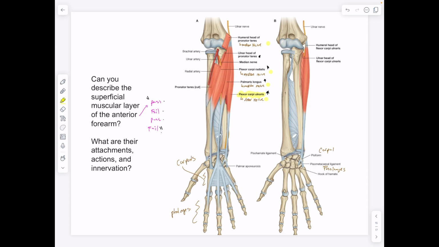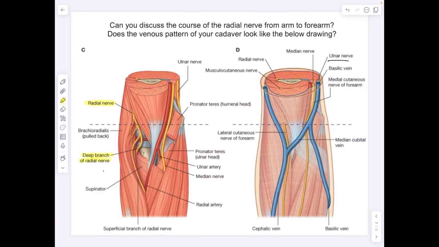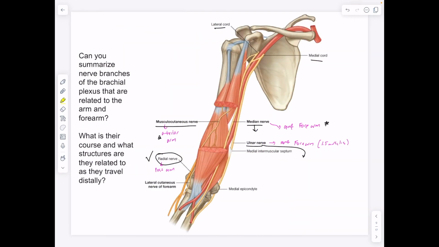All right, and then what's the half muscle that is innervated by the ulnar nerve instead of the median nerve? That is in the deep layer of the anterior forearm, and it is the flexor digitorum profundus, and that is the ulnar half, the medial half of the flexor digitorum profundus. Okay, so that's it for this lab 4. Good job, man, and keep going.